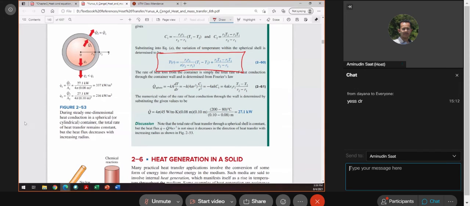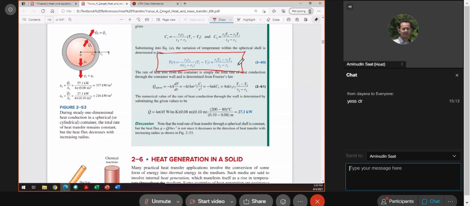I hope you can get a clear explanation on how to solve the problem related to the heat conduction equation.